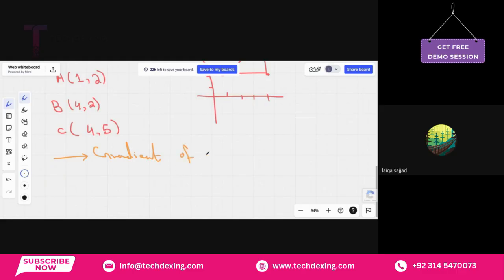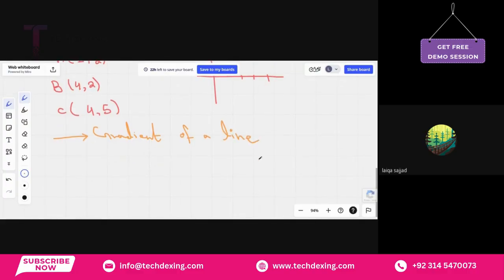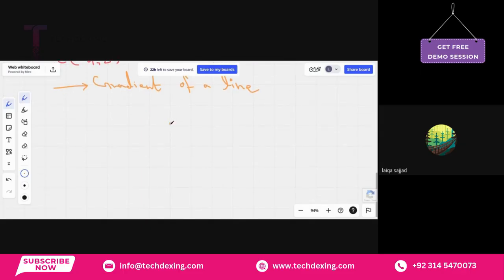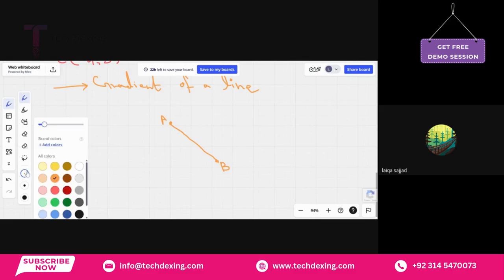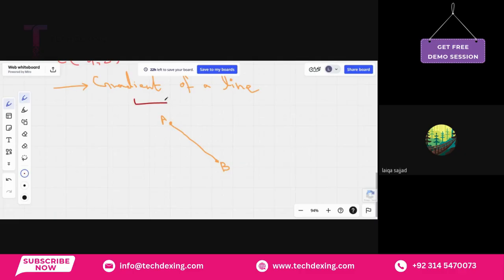Gradient of a line. By gradient, we mean the slope of a line. For example, we are given 2 points and they are connected together by a line. These are point A and point B. The gradient of this line will help you to tell how steep the line is. The gradient, which is also called the slope, helps you to tell the steepness. So it helps you to tell how steep the line is.